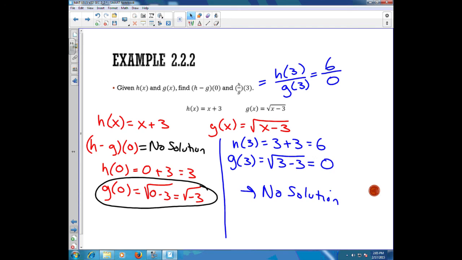So be careful that when you plug these numbers in that you are able to get numbers you can work with. If you get something that's a negative under a square root, well, you can't solve that. And because you can't solve that, there's no solution. If you get something where you divide by 0, well, you can't solve that. And because you can't solve that, then there's no solution.